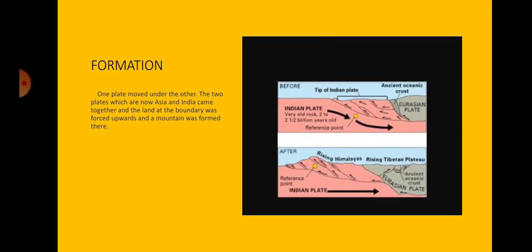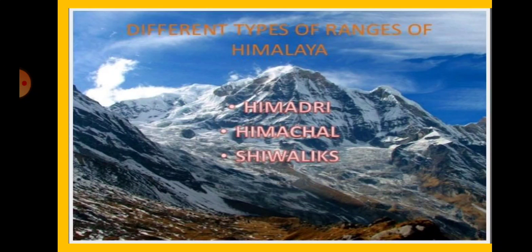The two plates, which are now Asia and India, came together, and the land at the boundary was forced upwards and a mountain was formed, and those mountains are the Himalayan mountains. You can see in the figure also the formation of the Himalayas, and what the condition was before and what it was after the formation of the Himalayas.